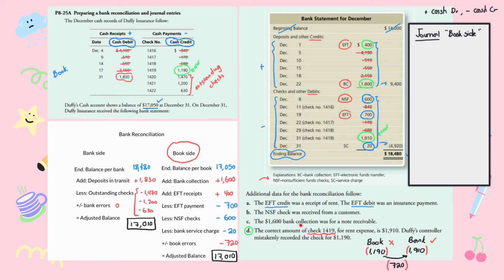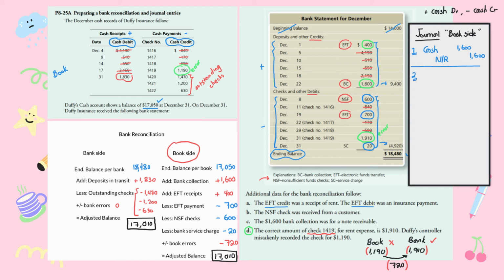So here the 1600 bank collection was for a note receivable. Since it's a plus, it means I want to increase my cash account. Okay, so the first one for the BC, it's a plus, so cash will be on the debit side, and notes receivable will be on the credit side, and the amount is 1600 debit, 1600 credit. So this is the first entry.